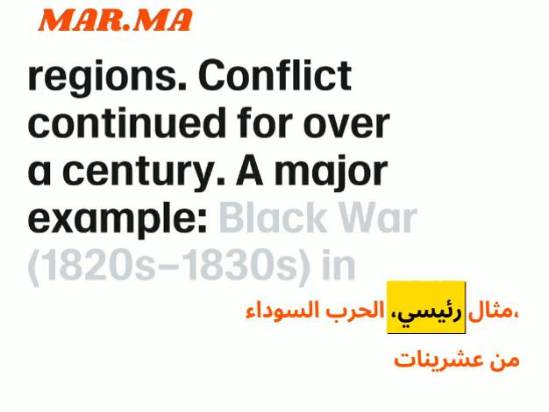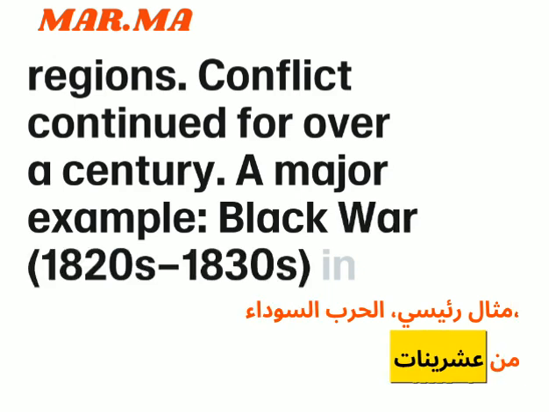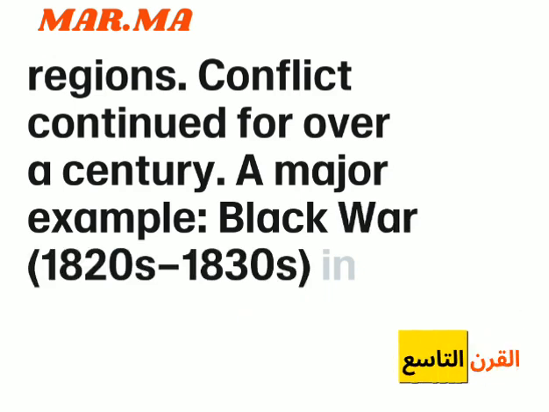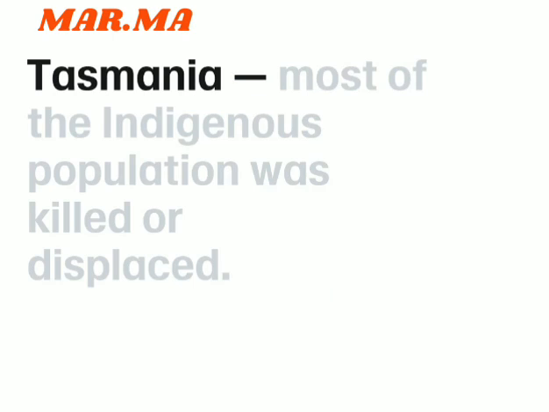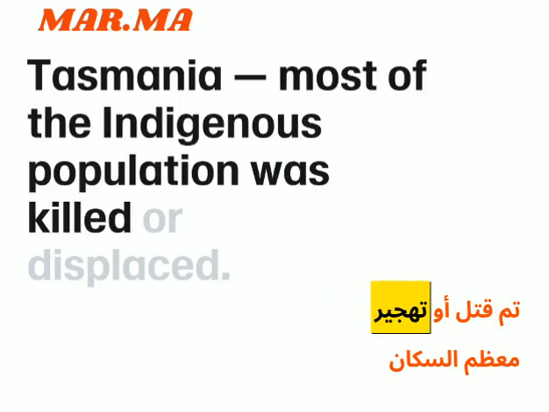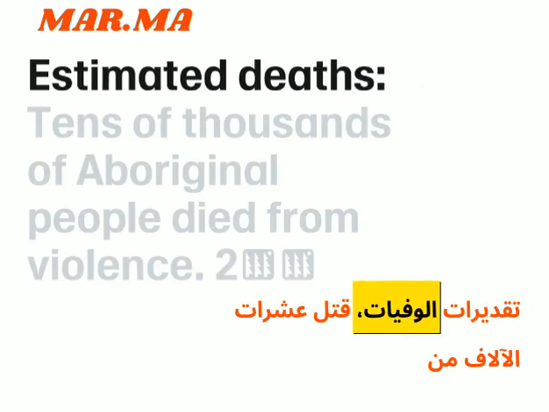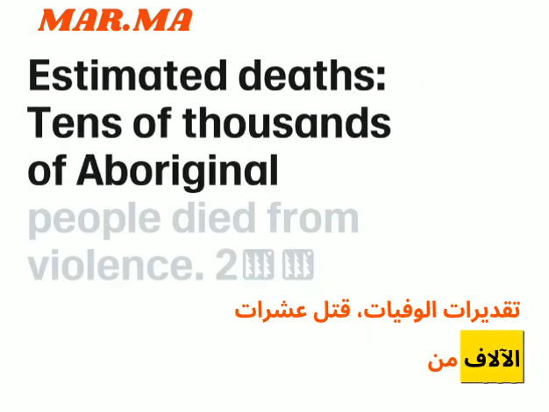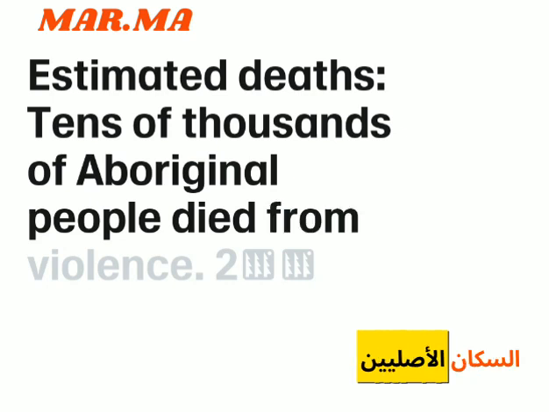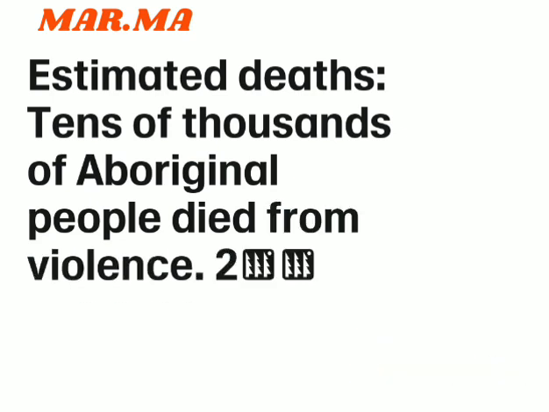A major example: the Black War, 1820s to 1830s, in Tasmania. Most of the Indigenous population was killed or displaced. Estimated deaths: tens of thousands of Aboriginal people died from violence.